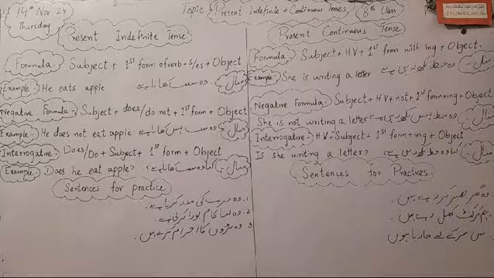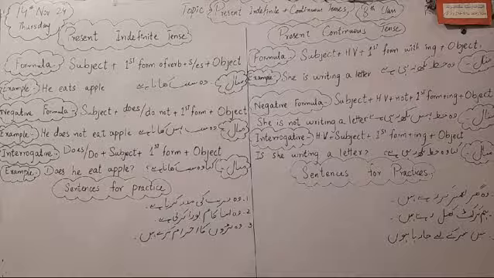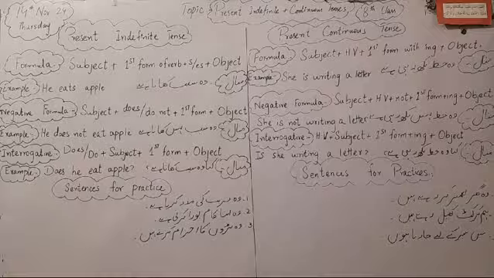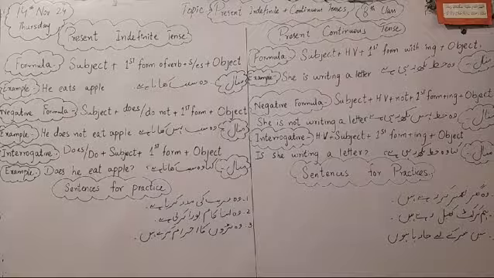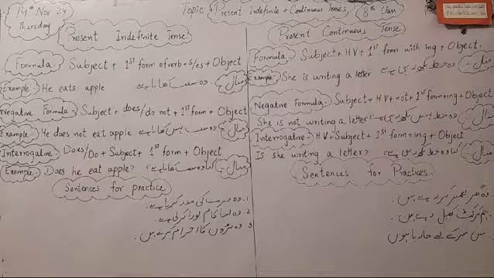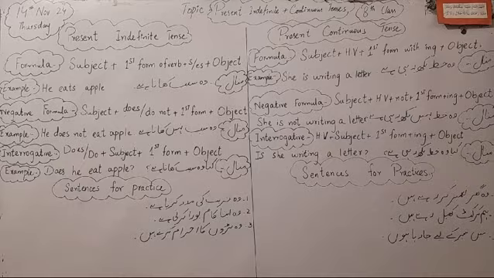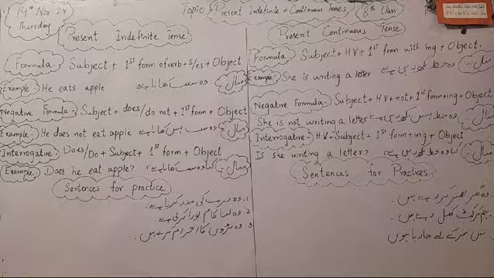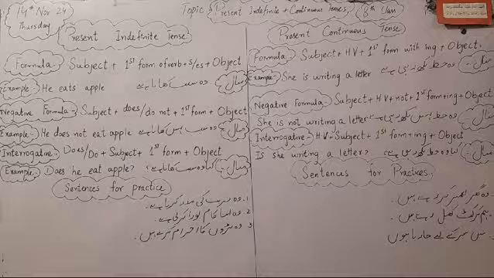Next we have the interrogative. As you can see, does or do plus subject plus first form plus object, and its example is "क्या वो सेब खाता है". Example in English: does he eat apple? Now there are some sentences at the bottom for your practice. You have to learn the formula of these tenses, and the sentences that I have mentioned at the bottom, you have to do them in your notebook as well.